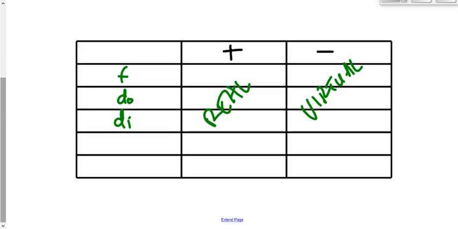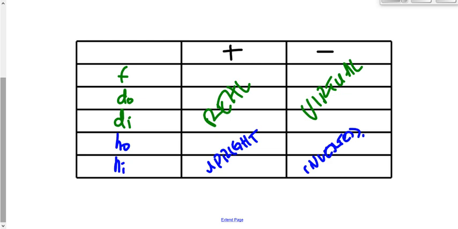Now, what about hi and ho? Or ho and hi? They're going to be positive if they're upright. And they're going to be negative if they're inverted. The pattern? Well, maybe you want to remember this, maybe you don't. If you have an upright image, it will always be virtual. So you can identify a couple of things from one variable here.